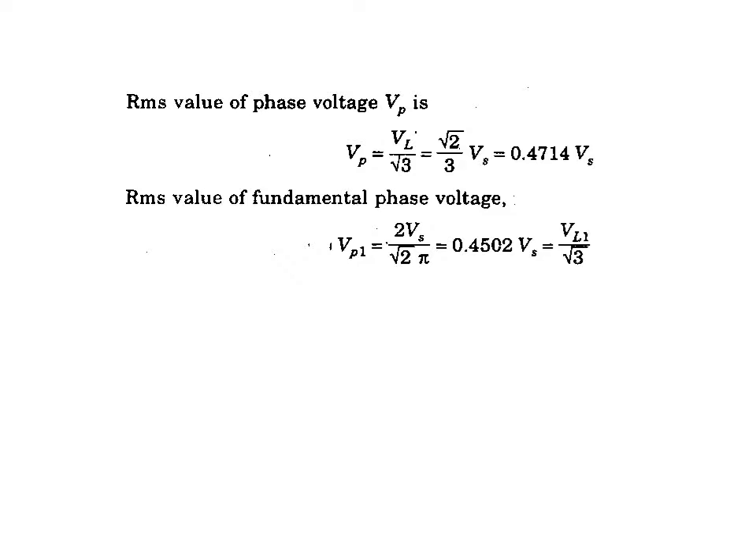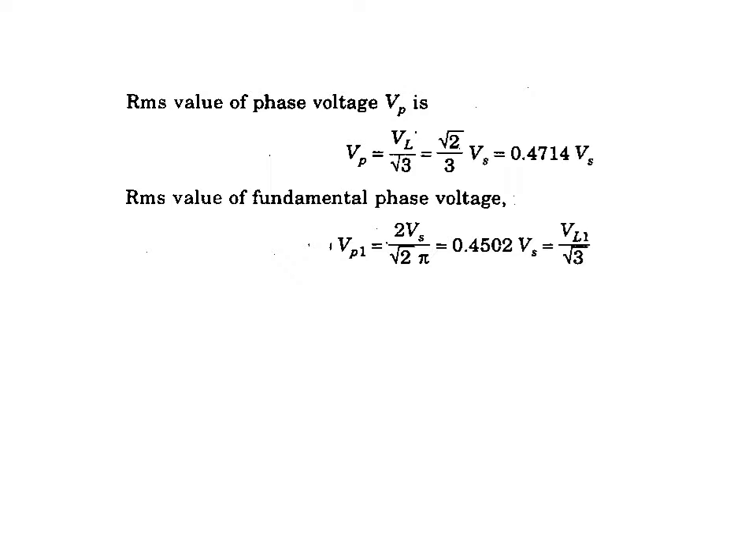Similarly, the RMS value of the phase voltage Vp is VL divided by root 3, equal to root 2 by 3 Vs, equal to 0.4714 Vs. And the fundamental phase voltage Vp1 is equal to 2 Vs divided by root 2 into pi, equal to 0.4502 Vs, which is equal to VL1 divided by root 3.